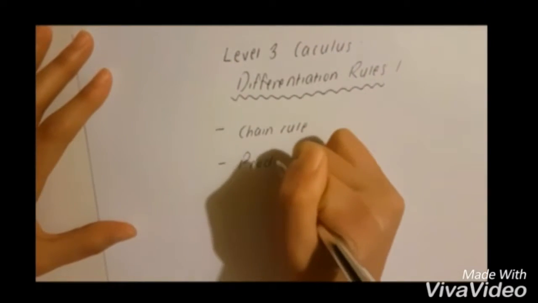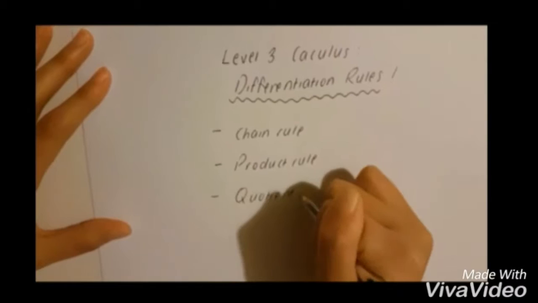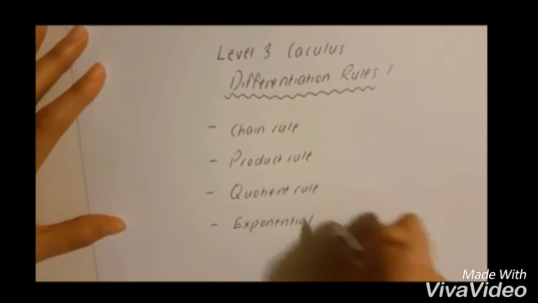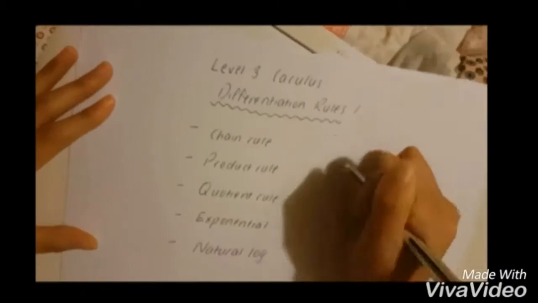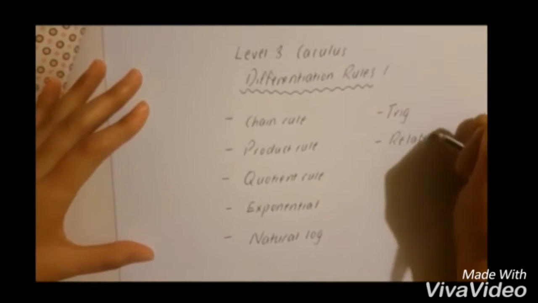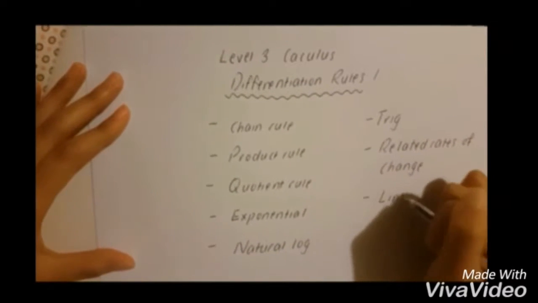In this video, out of the chain rule, product rule, quotient rule, exponential, natural log, trig, related rates of change, limits, and parametric functions, we'll cover the first 5.